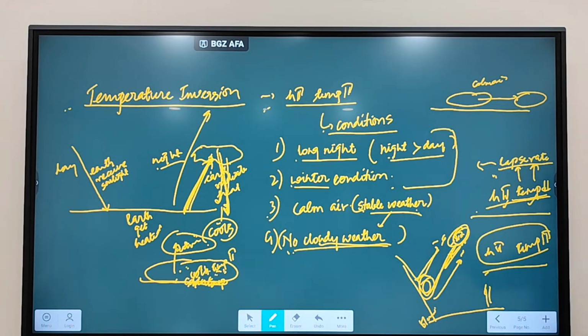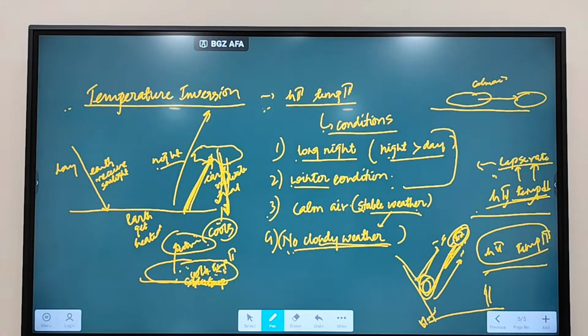Clear? So when air is moving, we discussed the horizontal motion of air is called what? Wind. So when wind is moving, it is going to be called windy conditions. Fine. When air is not much moving, wind is not much moving, then it is going to be called what? Calm air condition. Why is calm air condition required? Why is this condition required?